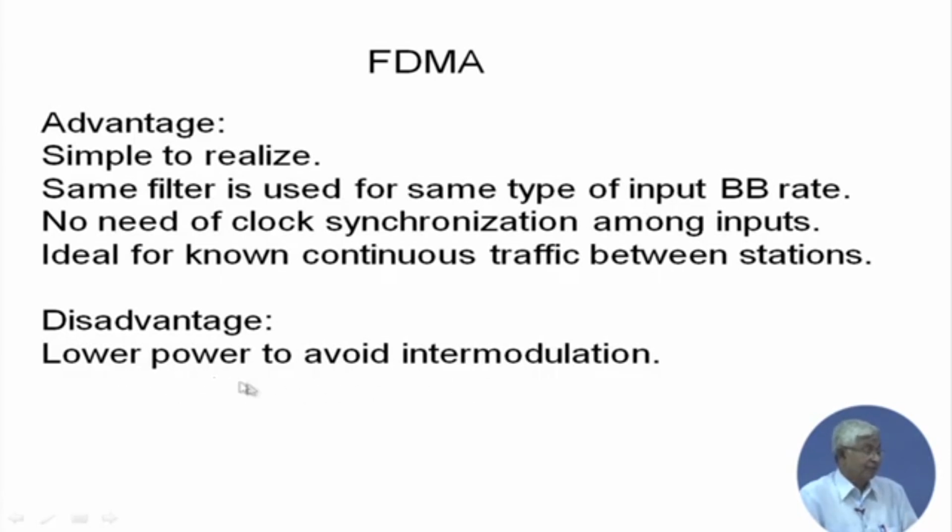Lower EIRP operation means, you can understand from your link equation, the G by T of the receive station has to be more. G by T of the receive station being more means the diameter of that receive antenna will be more, or the temperature has to be lower.